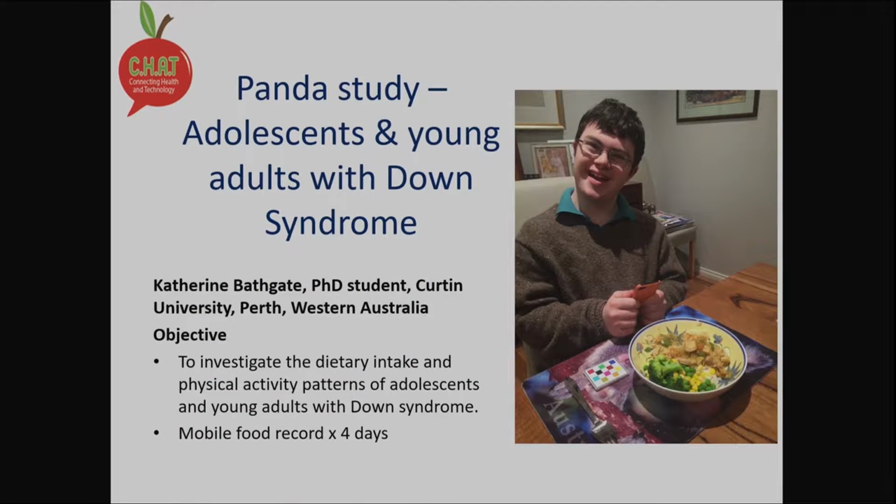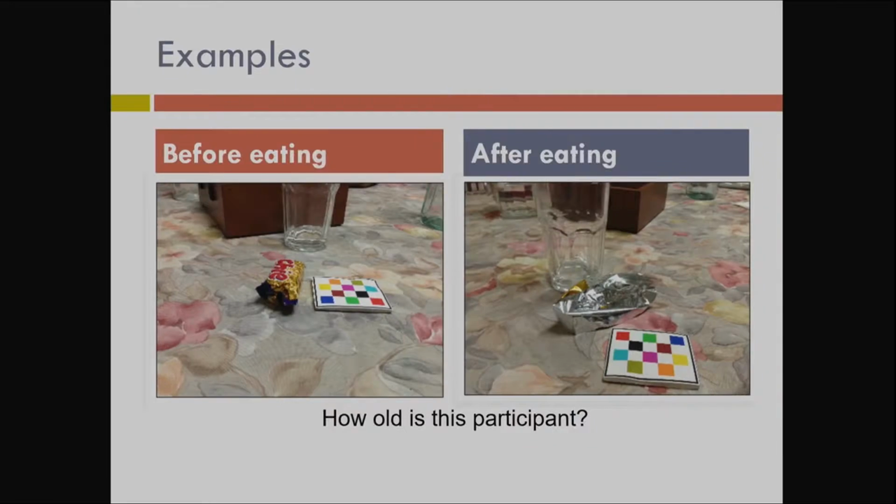right direction. And then another study is using very much the same idea of this, but they're using 100% the mobile phone, and this is just finishing up, and eventually we'll find out how these adolescents and young adults with Down syndrome did, capturing all of their eating occasions using the mobile food record.